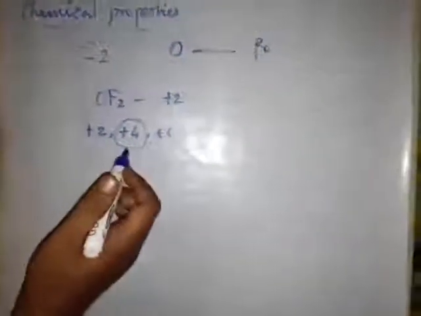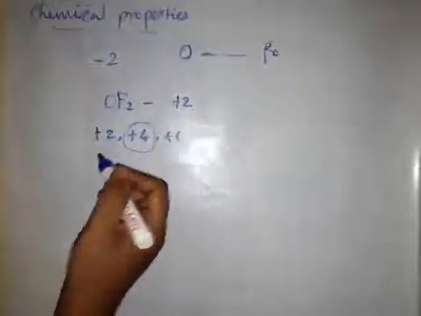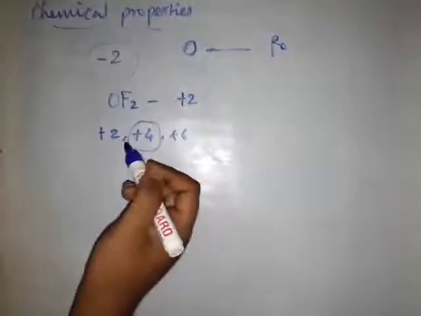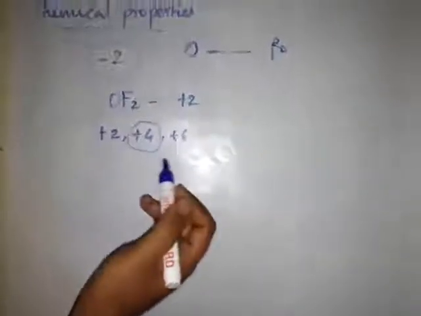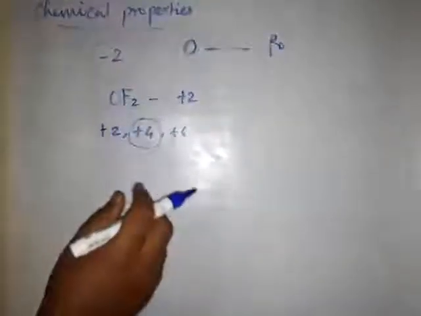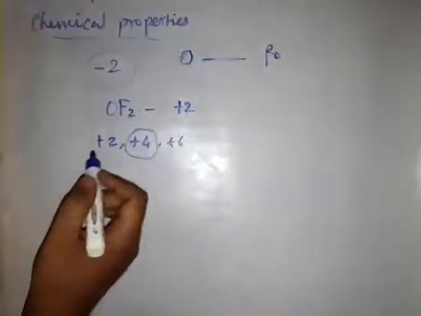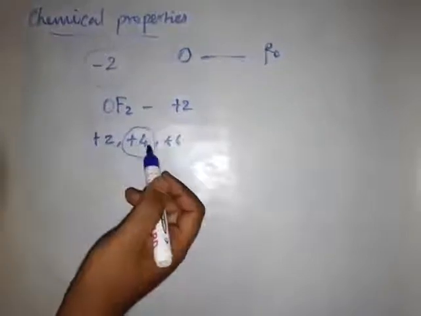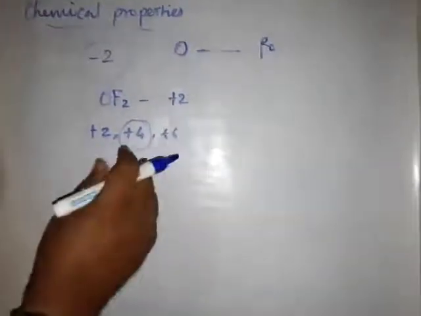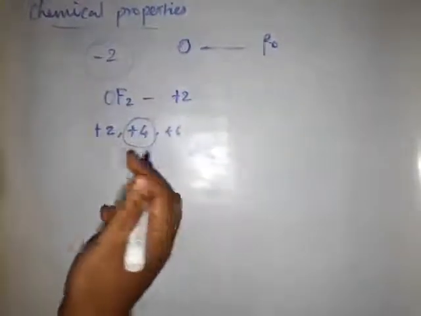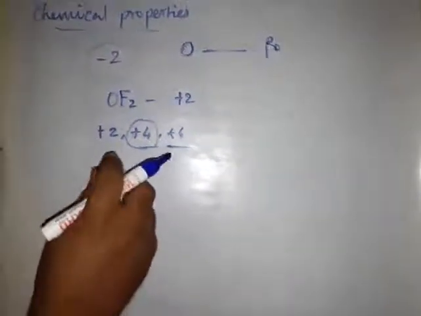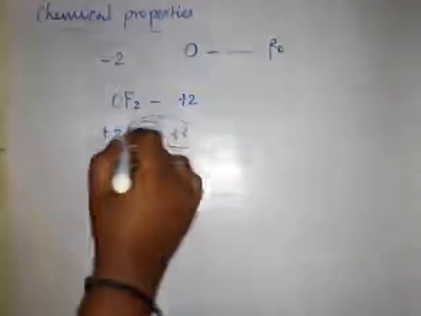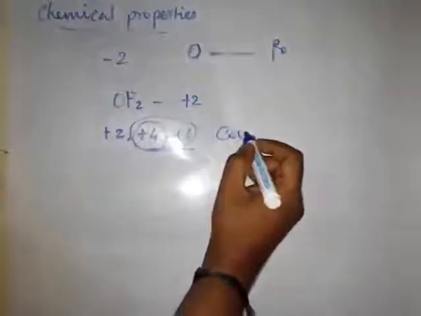Oxygen and +6 with fluorine, that is, the stability of the +6 oxidation state decreases down the group, and the stability of the +4 oxidation state increases. That is due to the inert pair effect. The bonding in the +4 and +6 oxidation states is primarily covalent.